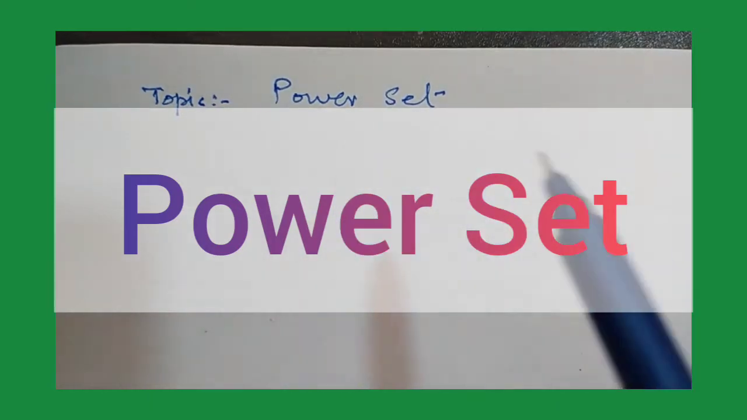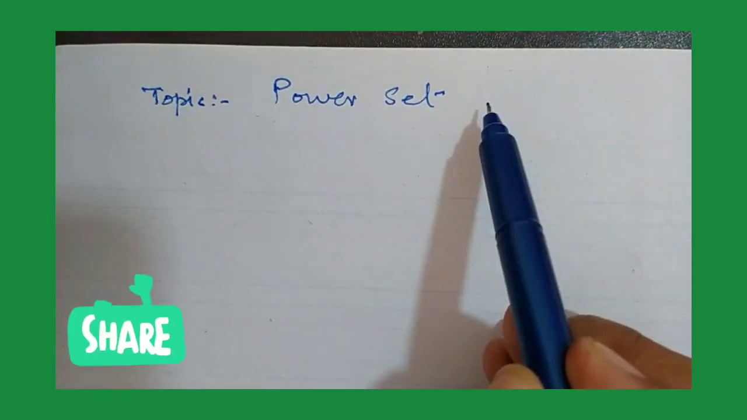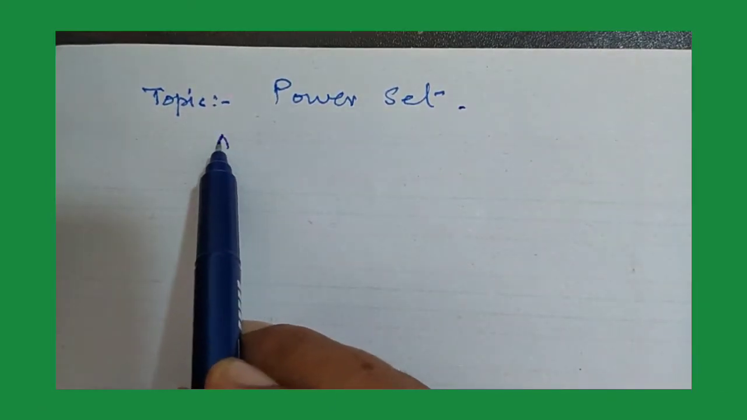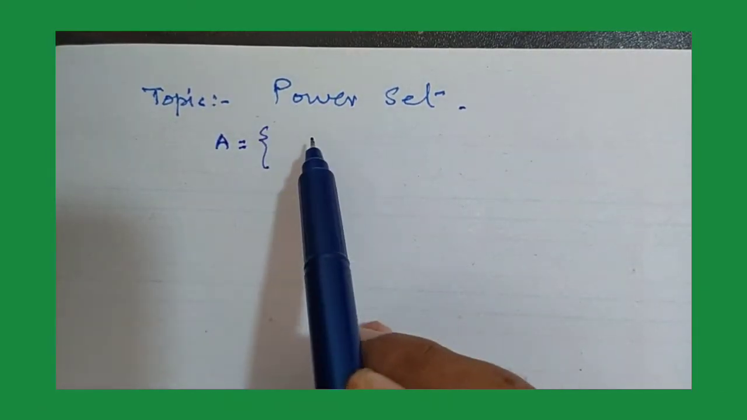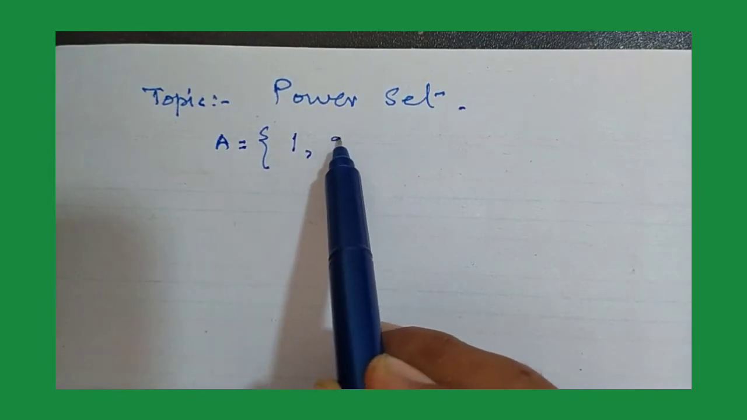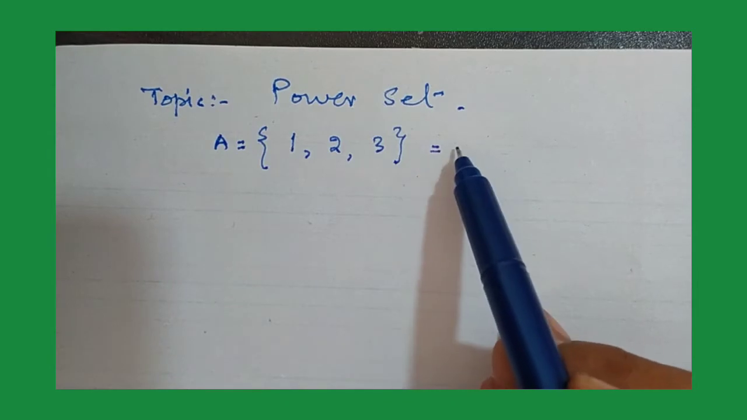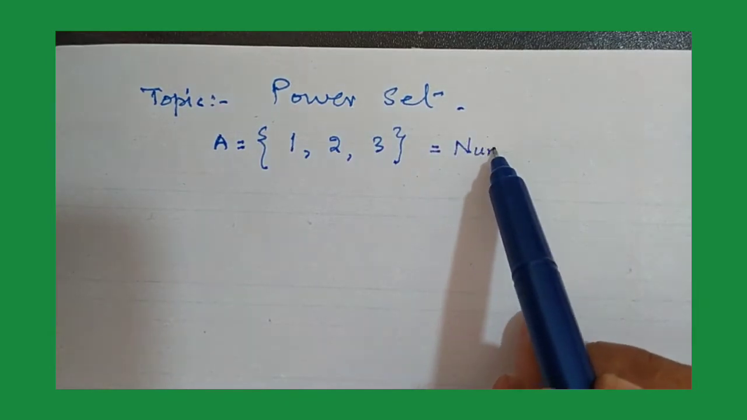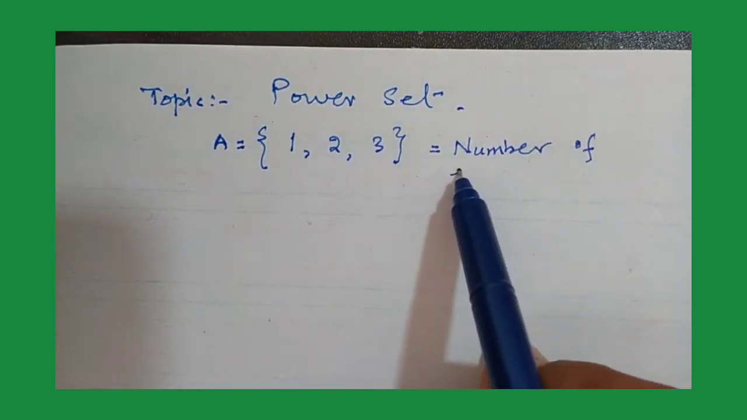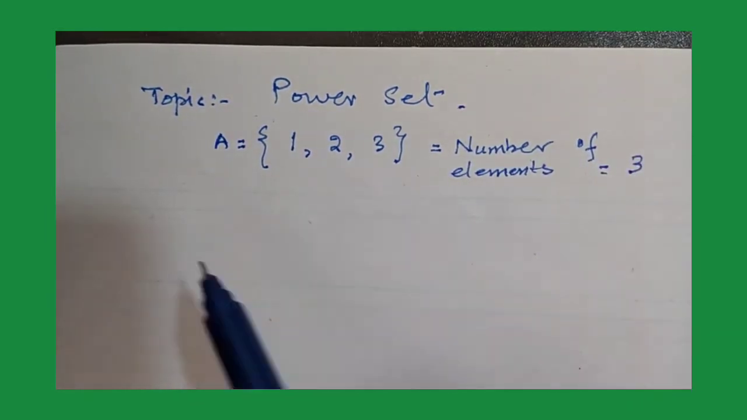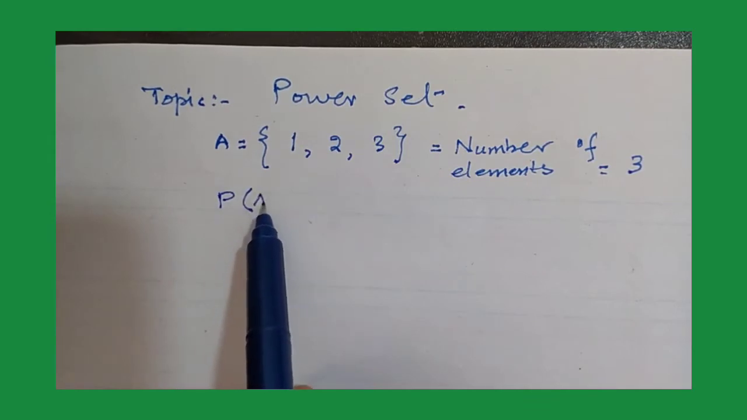A power set. Power set is shown as: if the given set is A = {1, 2, 3}, there are 3 elements in set A. Number of elements is 3. We have to find the power set of A.